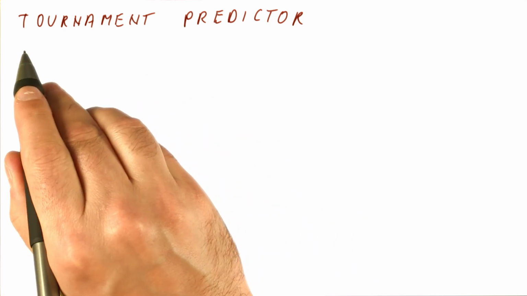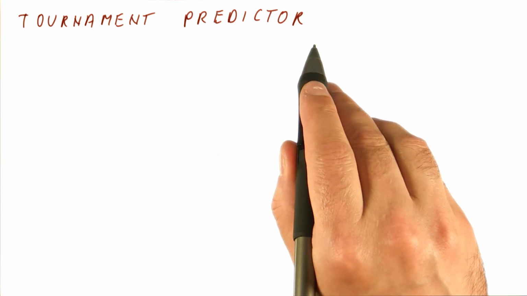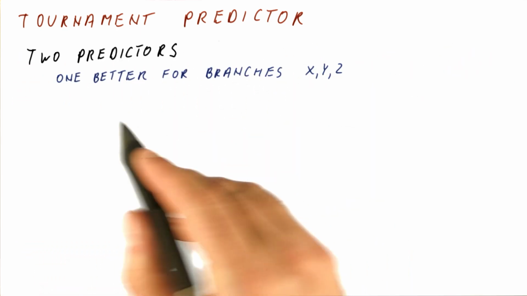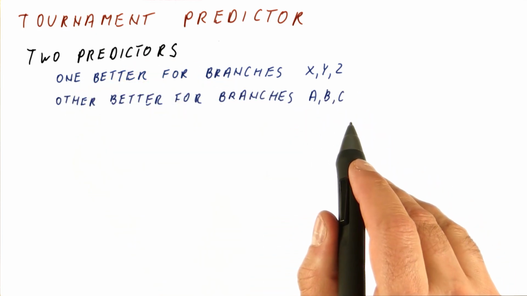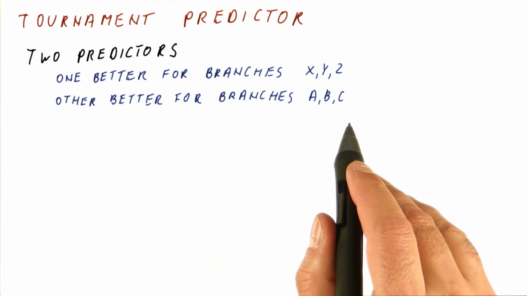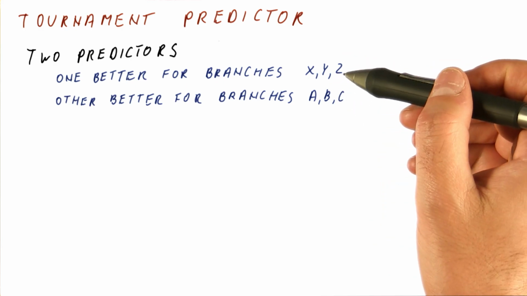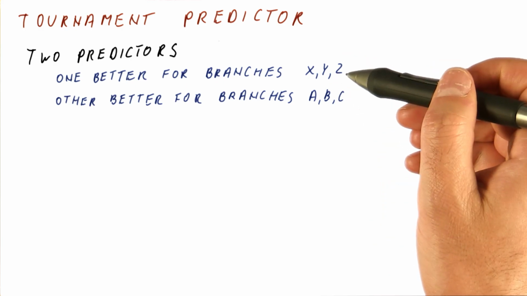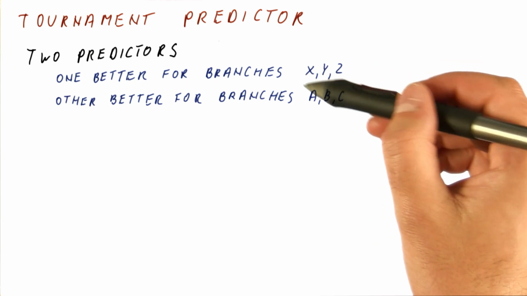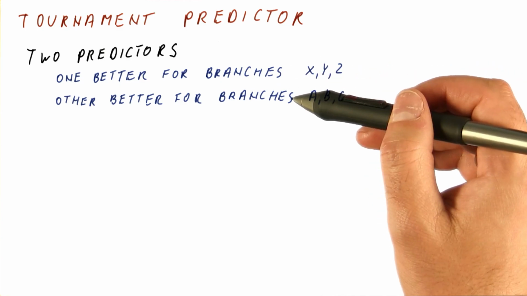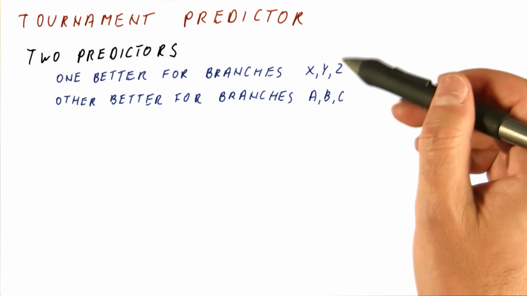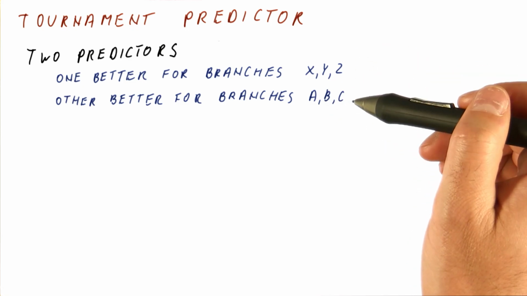So that brings us to a so-called tournament predictor. The idea is that you have two predictors. One is better for some branches, the other is better for other branches. Now what you want to do is to get the best behavior for all types of branches. So when you have these branches, use the first predictor. When you have these branches, use the second predictor. But you don't know which branches are going to benefit from which of your two predictors ahead of time.